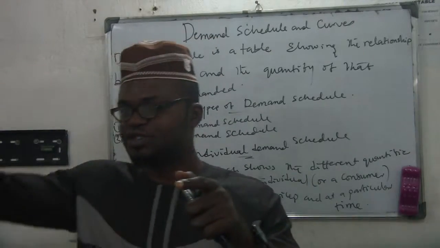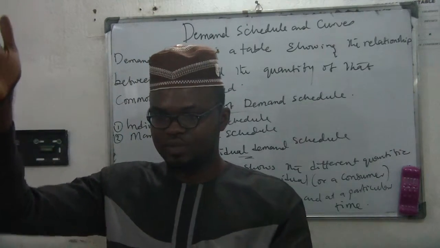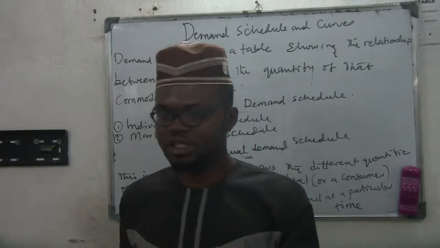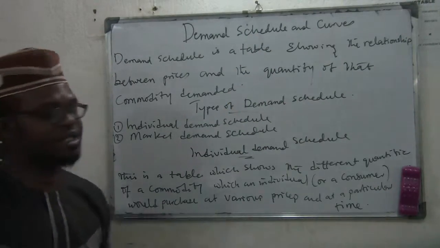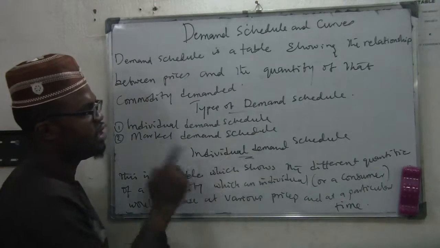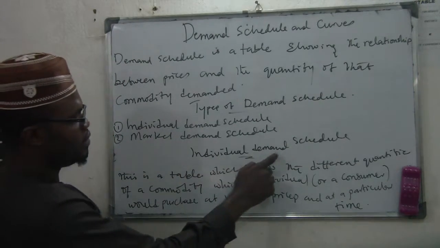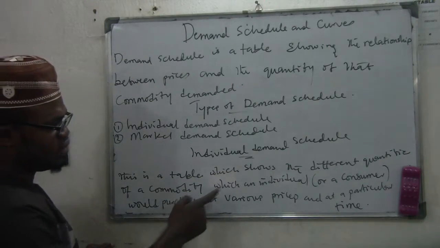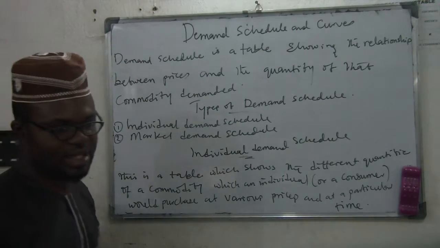So any table that shows prices and quantities, the relationship between the price and quantity, is a demand schedule. And we have two types of demand schedule: the individual demand schedule and the market demand schedule. Individual is for one person, one consumer. Is that clear? So an individual demand schedule is a table which shows the different quantities of the commodity which an individual consumer would purchase at various prices at a particular time.